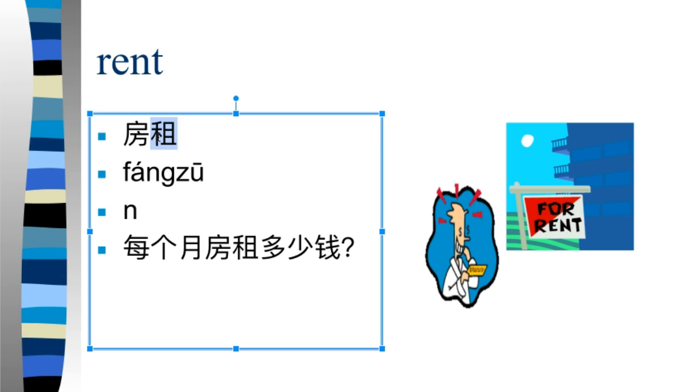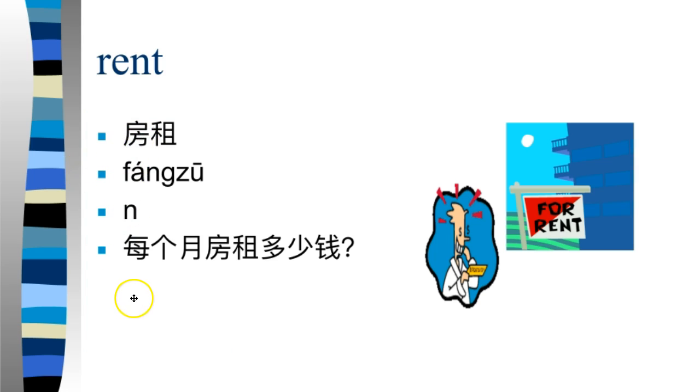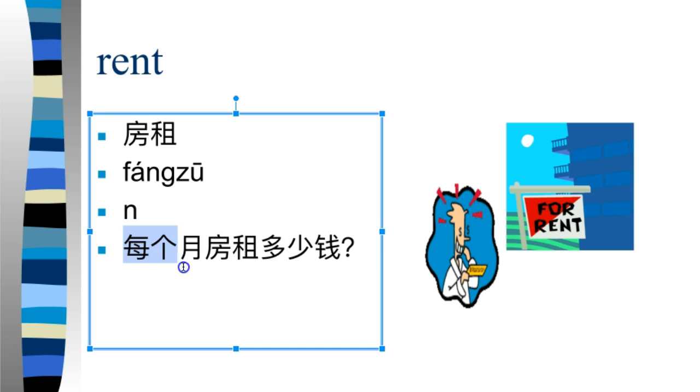It's a verb, means to rent. But in terms of rent as a noun, you would combine it with 房租 to create the word rent for a room as a noun. 房租, 房租. So very simply, how much is the monthly rent? 每个月房租多少钱? How much money? 多少钱?